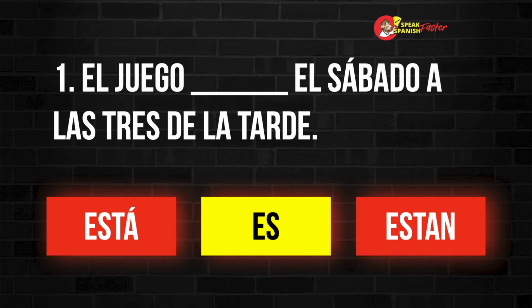So the reason we use es here first is third person. El juego es. Now, the reason we use es instead of está is because this is an event. And when you characterize an event with things like where it takes place or what day or what time it is, you use the verb ser. Okay? So that's why we conjugated this into es, and that's why we use the verb ser instead of estar.